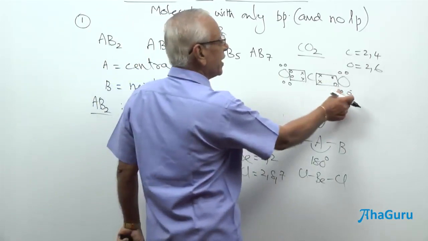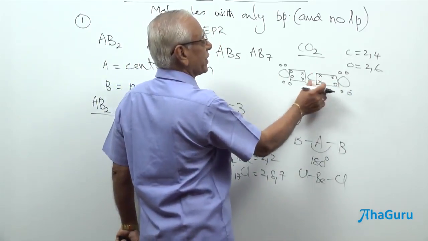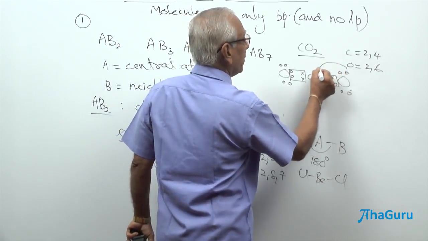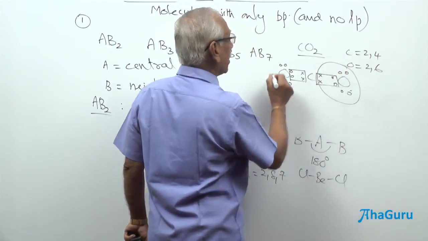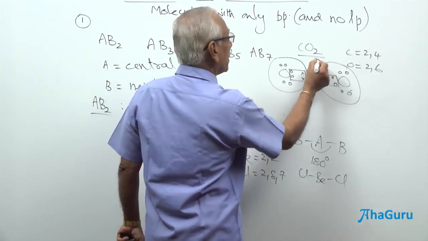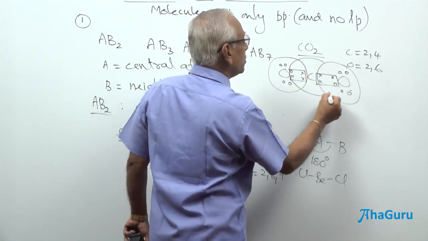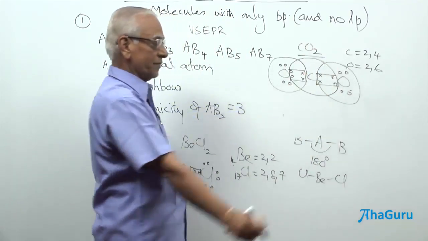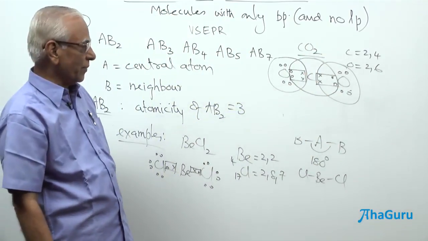There should be 2 electrons from here and 2 electrons from here. Therefore, you see here oxygen has got the octet. This also oxygen has got the octet, 8 electrons. Now, look at the carbon. Carbon too has got the octet configuration. So, this is the electron dot formula.